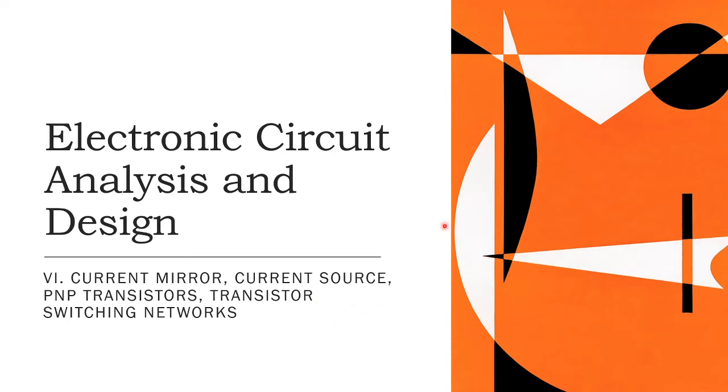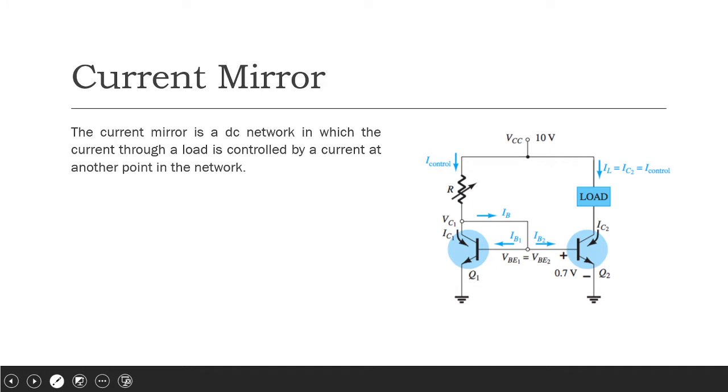So start tayo with the current mirror muna. Yung current mirror natin, this is a DC network in which the current through the load is controlled by a current at another point in the network. So this is the current mirror circuit natin. It is composed of, nakita natin, dalawang transistor, and the requirement is that this Q1 and Q2 ay parehas sila ng value. Tas parehas sila ng specifications, parehas sila ng characteristic.